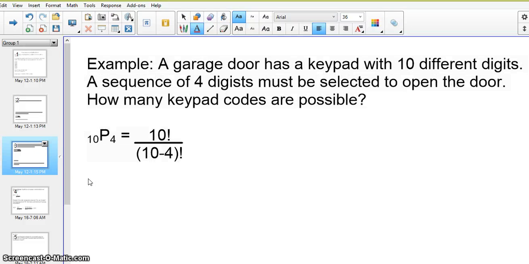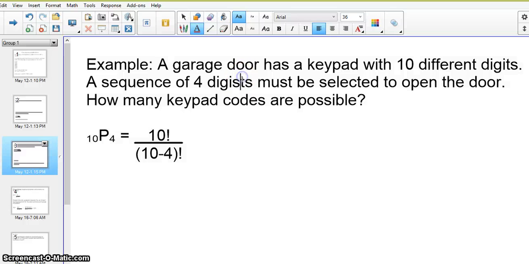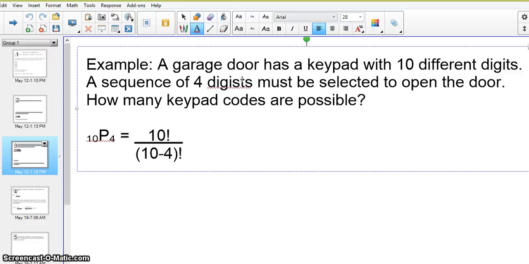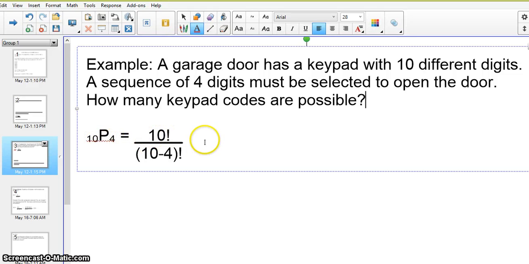So here's an example using the formula. A garage door has a keypad with 10 different digits. A sequence of 4 digits must be selected to open the door. How many keypad codes are possible? So there's 10 total options, but we're only choosing 4. So that means our N is 10 and our R is 4. So I just plug those into the formula.